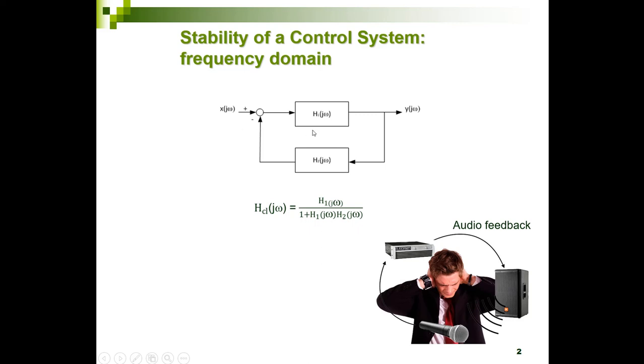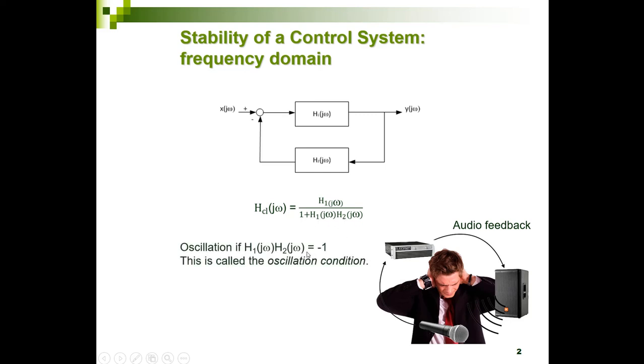In this control system we have two transfer functions, one in the straightforward line and one in the feedback loop, H1, H2. So we can say that the closed loop transfer function from input X to output Y is equal to all the blocks in the forward path, H1, divided by 1 plus all the blocks in the loop, 1 plus H1 times H2.